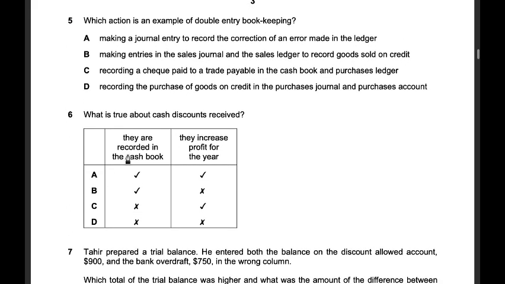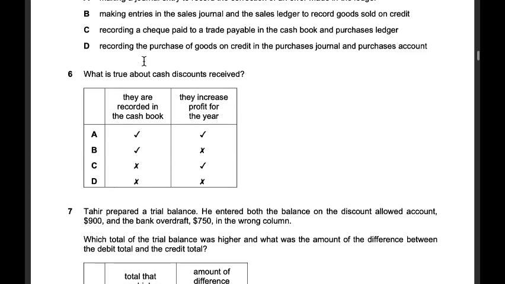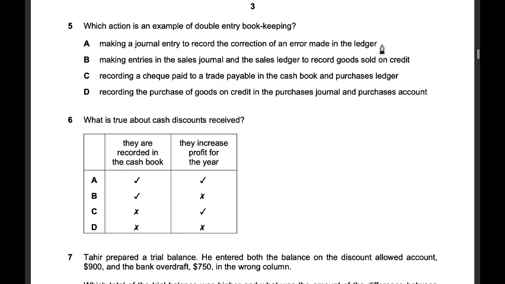Alright, question 5. Which action is an example of double entry bookkeeping? A. Making a journal entry to record the correction of an error made in the ledger. Okay. This doesn't sound like double entry bookkeeping. So this is wrong.